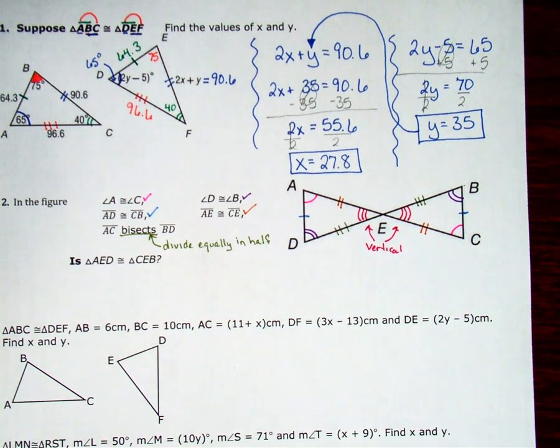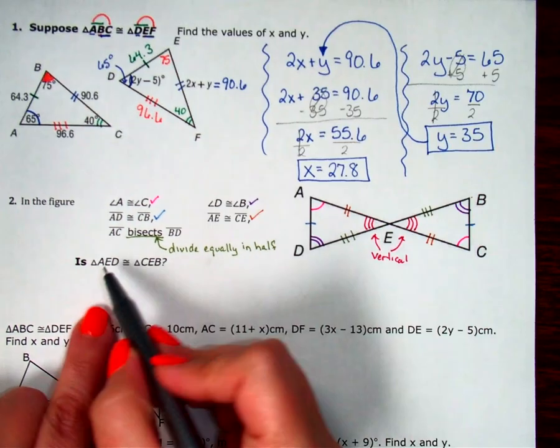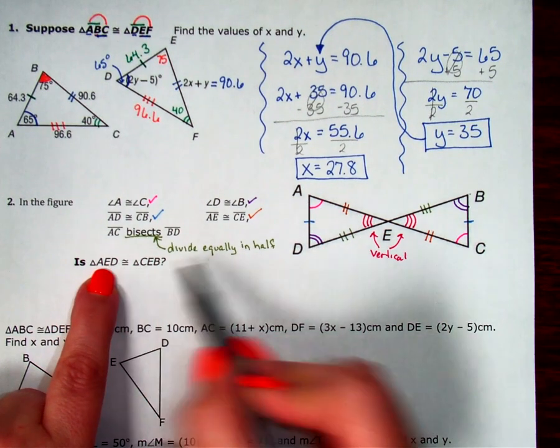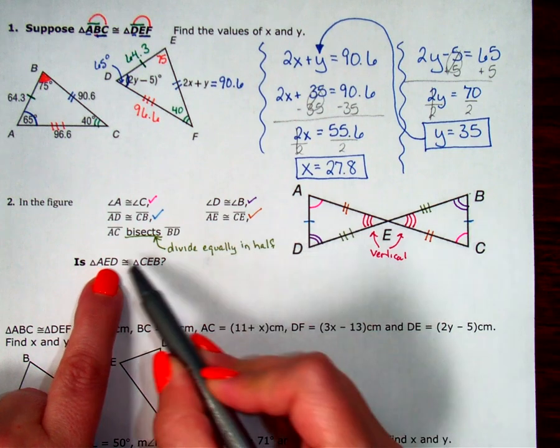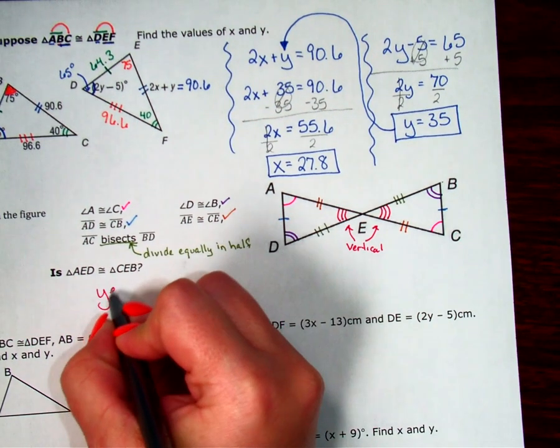So we do have enough information to say that triangles are congruent, but wait, we have to make sure the letters are in the right place. Does A really match up with C? A, C, yes. Does E match up with E? Yes. Does D match up with B? Yes. So my answer here is yes. Okay?